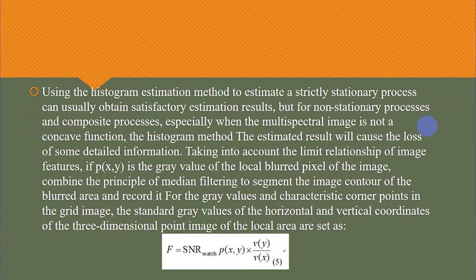Using the histogram estimation method to estimate a strictly stationary process can usually obtain satisfactory estimation results, but for non-stationary processes and composite processes, especially when the multispectral image is not a concave function, the estimated result of the histogram method will cause the loss of some detailed information.